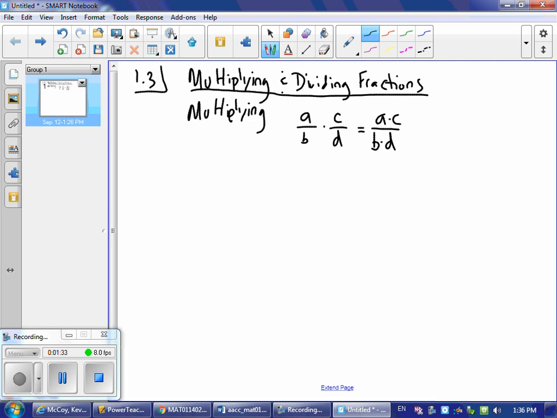You do have to, however, state that b cannot be 0 and d cannot be 0, because we can't end up with 0 in the denominator when we multiply those two things together.